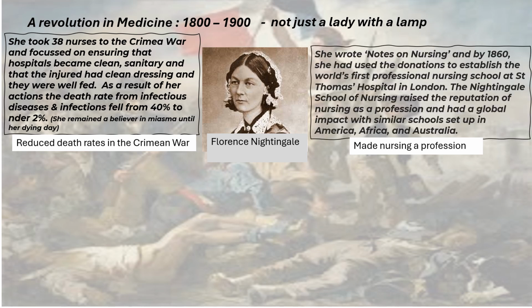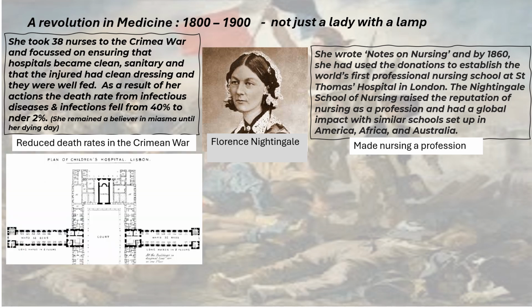She wrote How to Be a Good Nurse, Notes on Nursing, and she set up the world's first nursing school in 1860 at St Thomas's Hospital in London. And similar nursing schools were set up all around the world. But beyond that, she also designed hospitals, the so-called pavilion system.